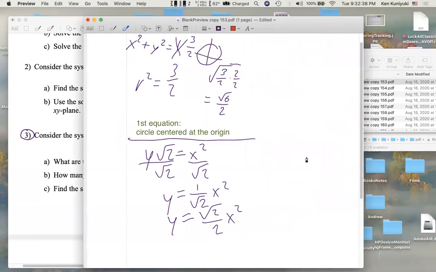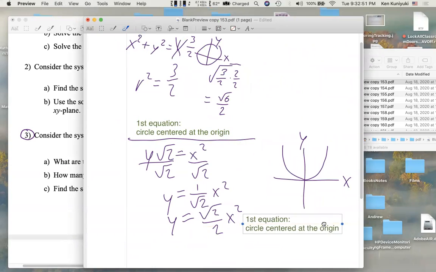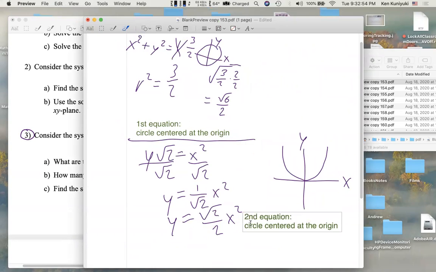What's the graph of that? Well, it's going to be a parabola in the xy plane opening upward, just like y equals x squared is a parabola opening upward. Root 2 is about 1.4. Root 2 over 2 is about 0.7, a positive number less than 1. So it's going to be a vertical shrink, actually.